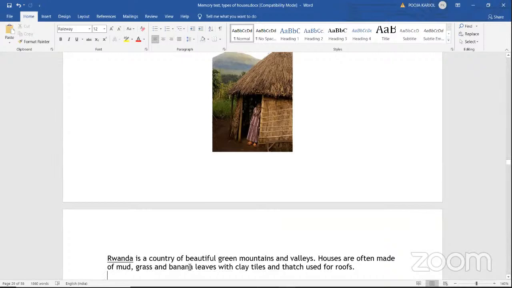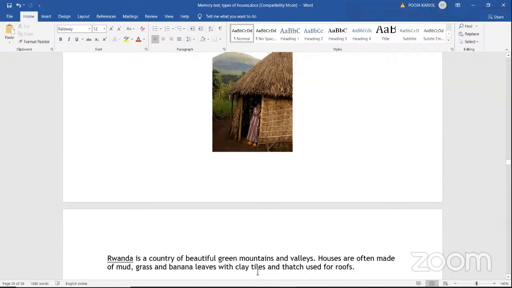Okay, Rwanda. Do you guys know where Rwanda is? It's in East Africa. It's becoming famous recently because of its rich culture. And I think many wild animals are there in East Africa. Rwanda is especially very famous for that. Rwanda is a country of beautiful green mountains and valleys. Houses are often made of mud, grass, and banana leaves with clay tiles and thatch used for roof.